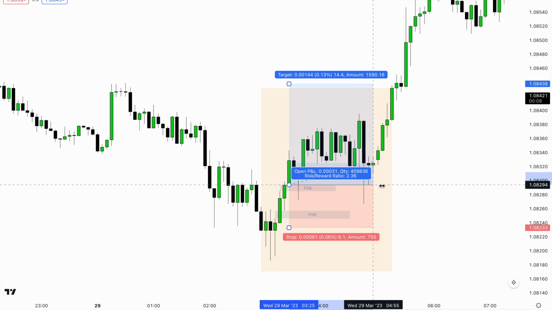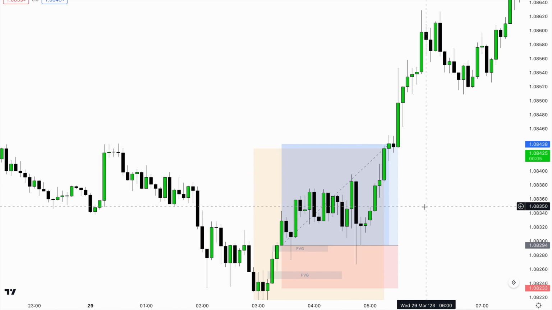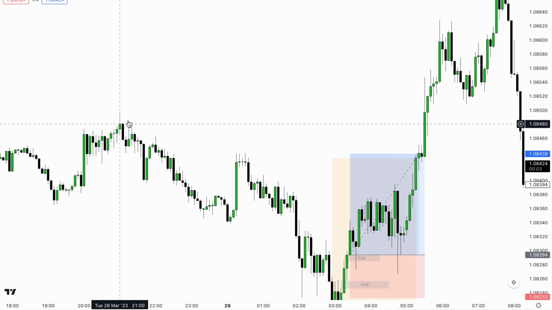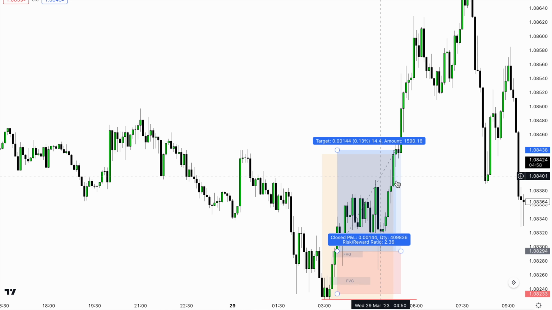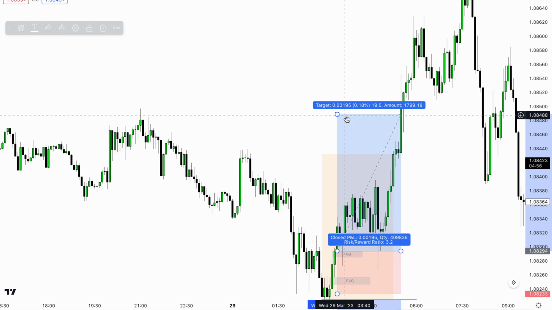Easy 1 to 2. As you know, it smashes through it and goes even further. All these liquidity pools here, buy side, buy side, buy side, everywhere. So a lot to target.